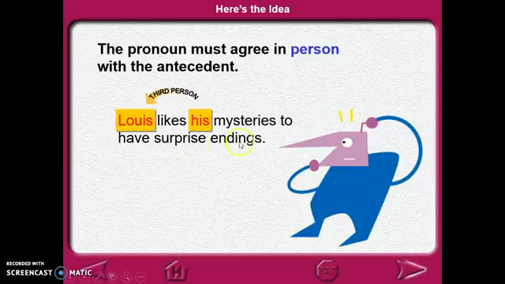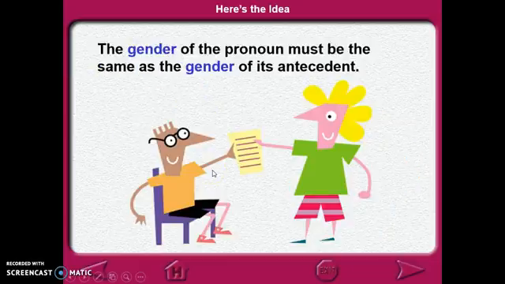Okay. So, looking at another one, the pronoun must agree in person with the antecedent. Lewis likes his mysteries to have surprise endings. So this is a person, so the pronoun must be third person. If you're talking about yourself, then it's going to be different. You're going to have an I or a my or a we, depending on what the antecedent is that it goes back to. But in this case, because it's someone else, it's third person, and we have the his matching in that aspect.